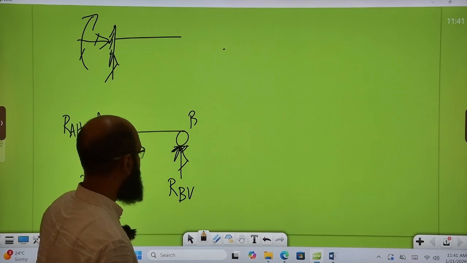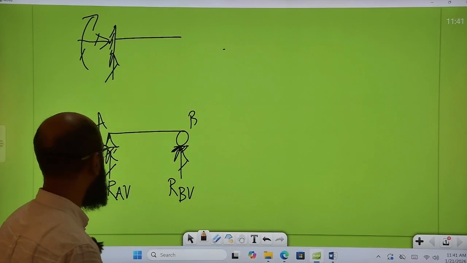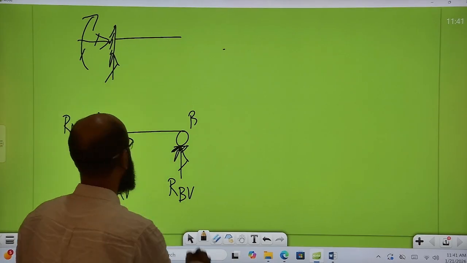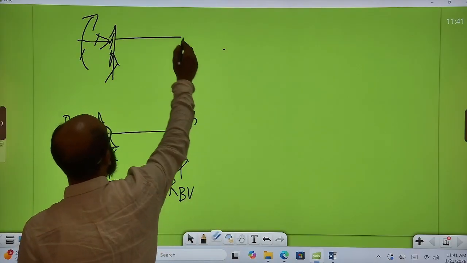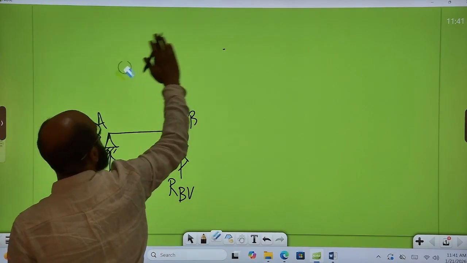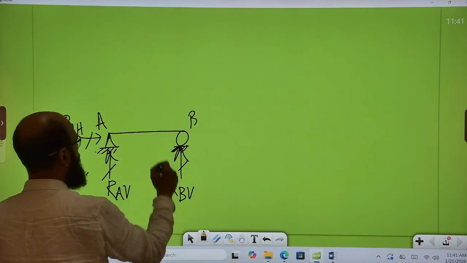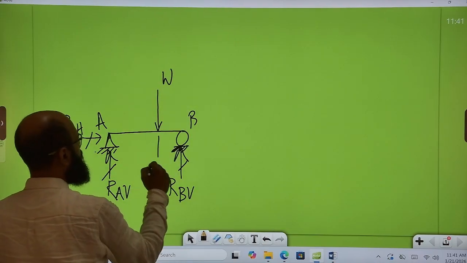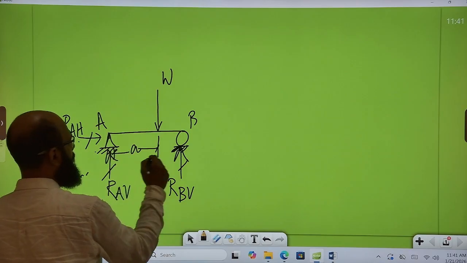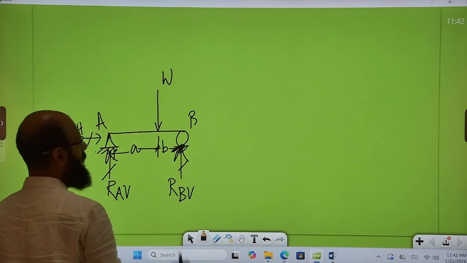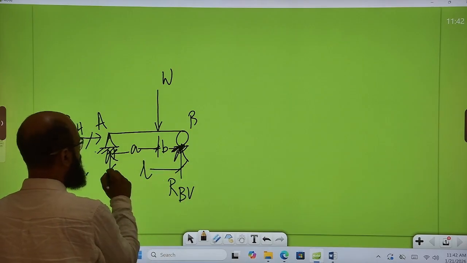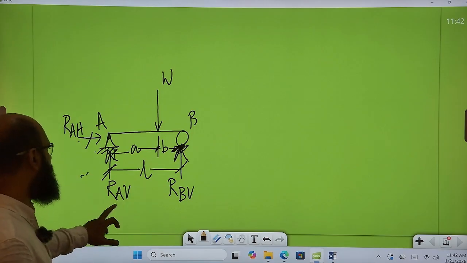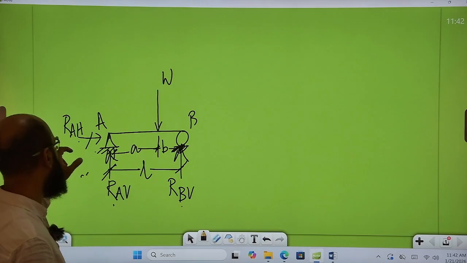Okay. Let me go for an example of how to solve these equations. Let me erase this one. Fine. A point load W is given at a distance a from the left end and b from the right end, and the total length, let it be L. So I have to find out reactions RAV, RBV, and RAH.